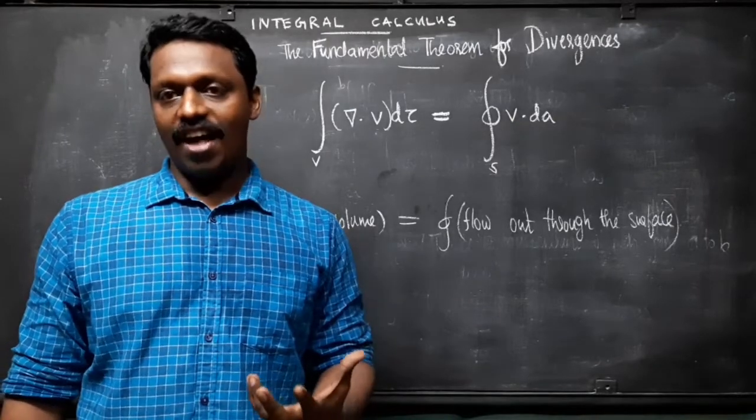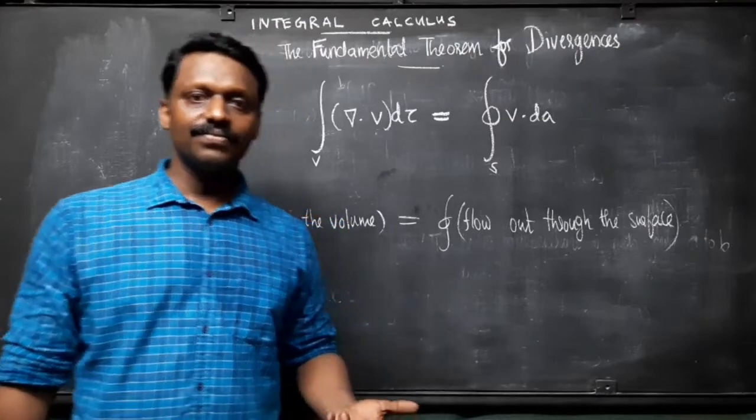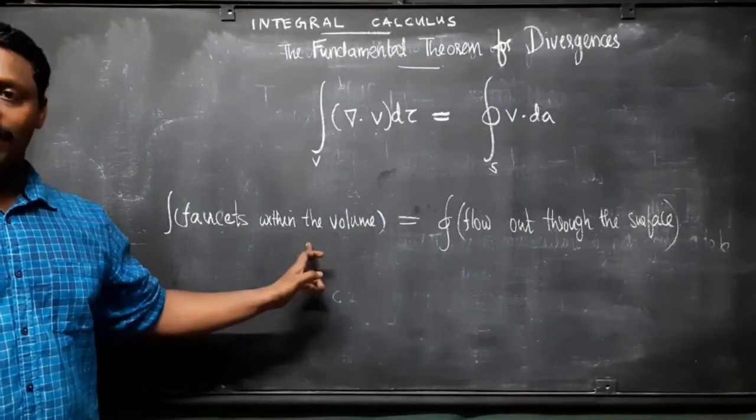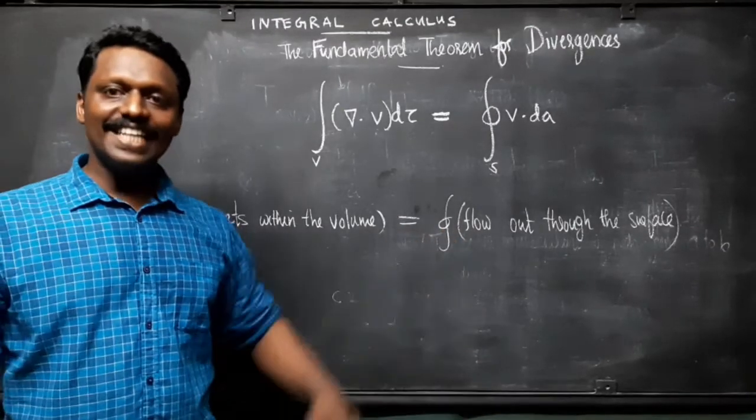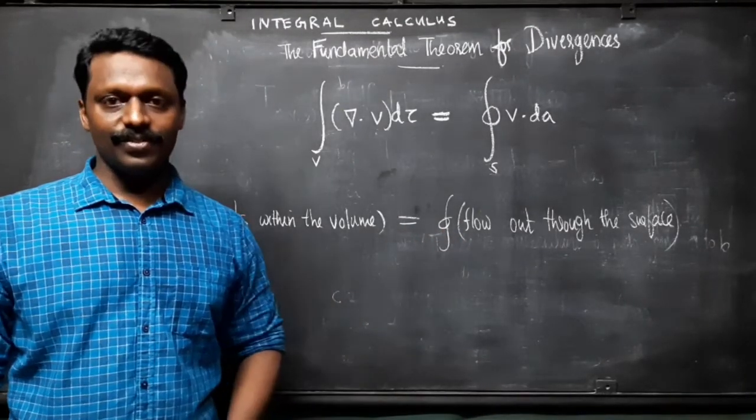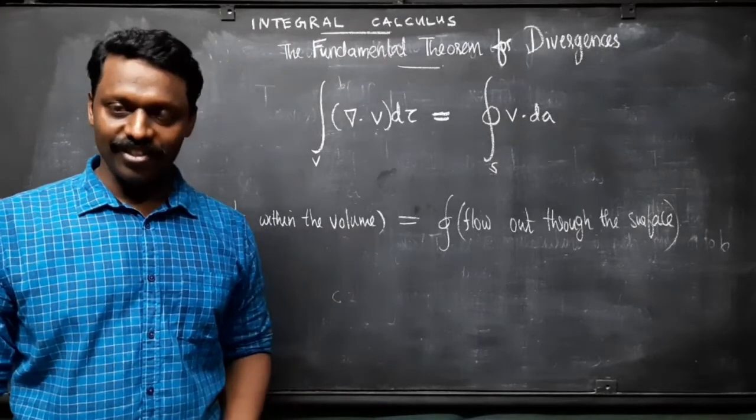You get the same answer either way. That is, the integral of the faucets within the volume is equal to the integral of the flow out through the closed surface. This, in essence, is what the divergence theorem says.